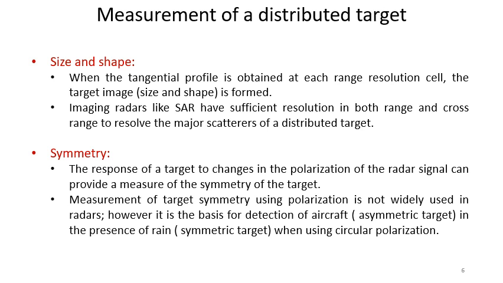Next parameter is the symmetry parameter. The response of a target to changes in polarization of the radar signal can provide a measure of the symmetry of the target. Measurement of target symmetry using polarization is not widely used in radars. However, it is the basis for detection of aircraft, which is an asymmetric target, in the presence of rain, which is a symmetric target, when using circular polarization.